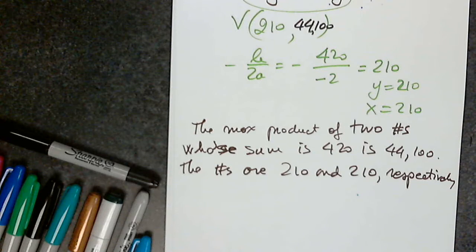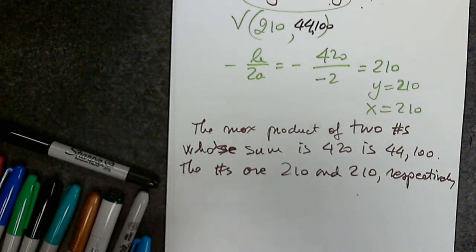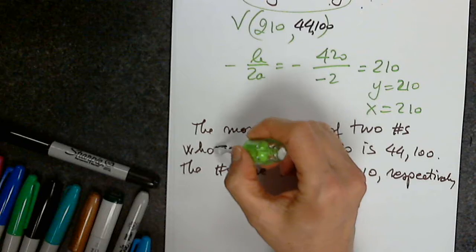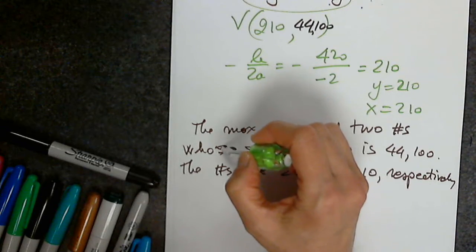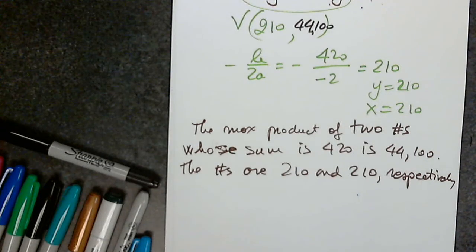So the maximum product of two numbers whose sum is 420 is 44,100. And the numbers are 210 and 210 respectively.